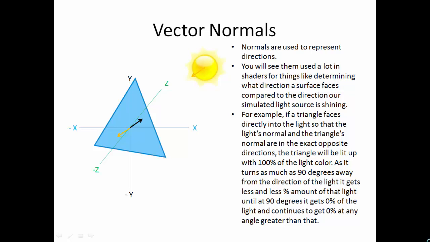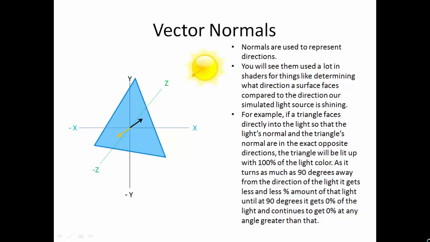Think of it this way: if you're 89.99999999999 degrees away from the light, you're still going to get some of the light. You've got to cut it off at some point, and the cutoff point is 90 degrees in most shaders that you'll find, I think. But between 90 degrees and 0 degrees, 0 degrees being pointing perfectly into the light, you'll get a percentage of the way between the two.